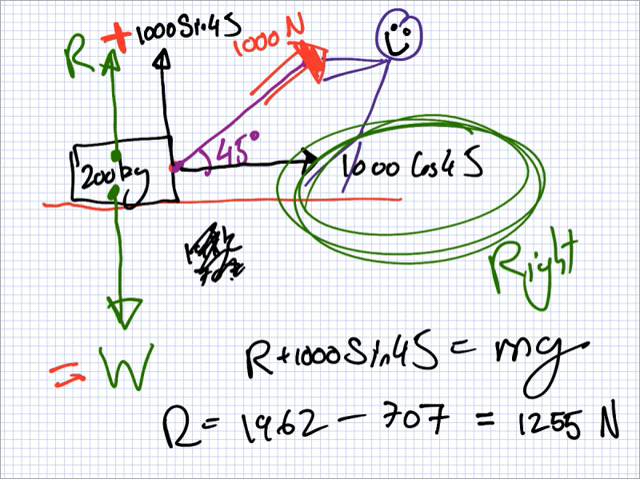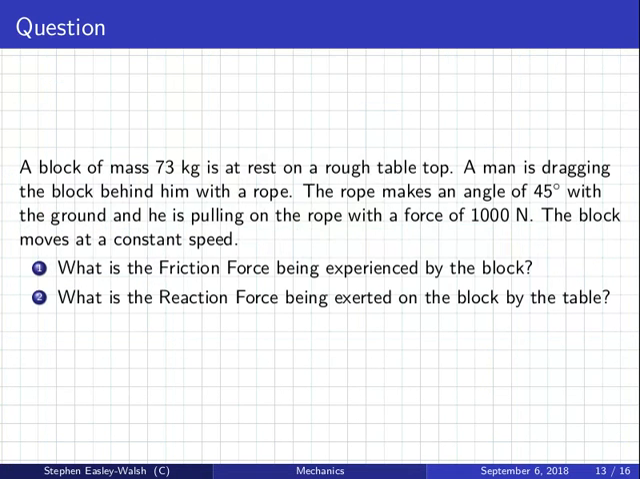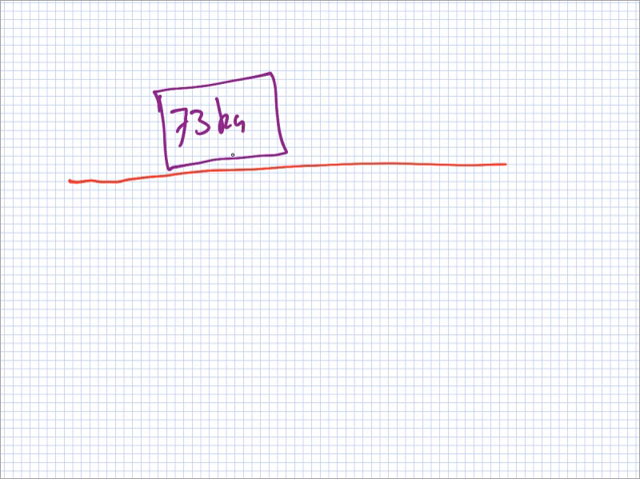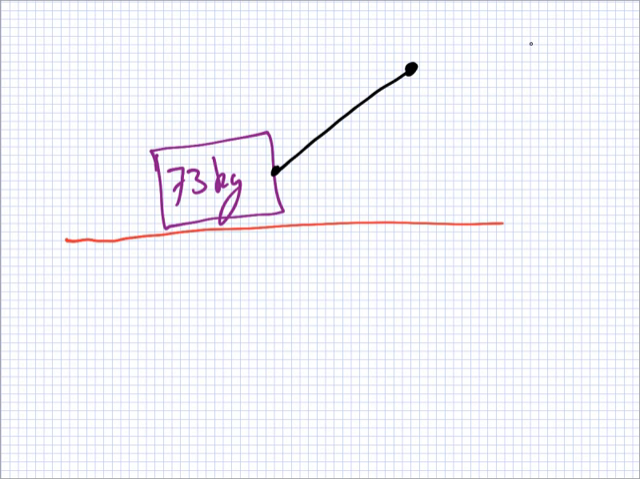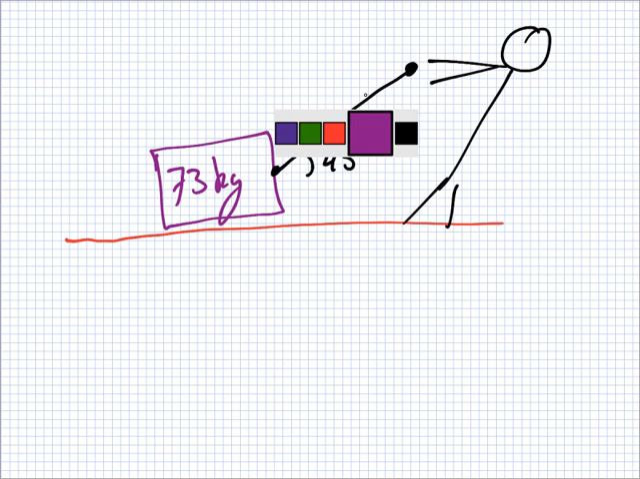Okay, continue? Yep. So, next. A block of mass 73 kilograms is at rest on a rough tabletop. The man drags it at an angle. Okay, so everything looks kind of similar. I'll draw the picture for you here. So once again we have our table. This time the block is a little bit smaller. It's 73 kilograms. And we have our man. Again, he pulls at 45. So that there is 45. And the force here is 1000 newtons.